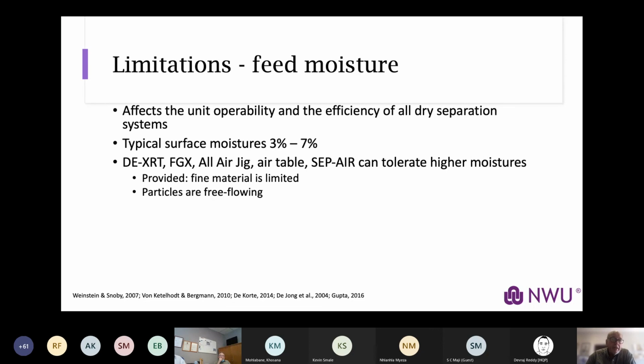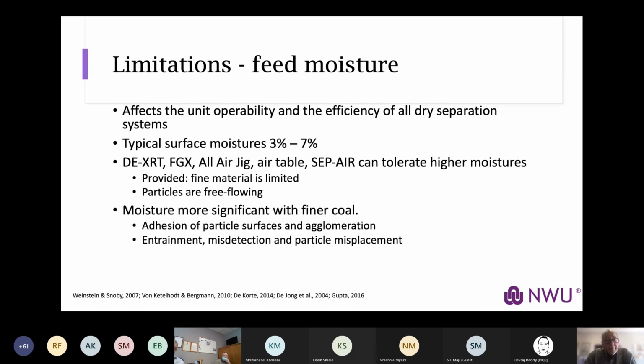Some of these, the X-ray technology can of course tolerate higher moisture, FGX and the others, provided that your material is still free flowing, and that the fine material, which are the ones that become sticky at fairly low moisture levels, is limited. So if you have a fairly coarse feed and it's still free flowing, then you can tolerate the moistures we're talking about.